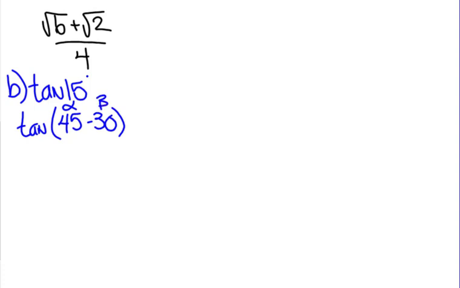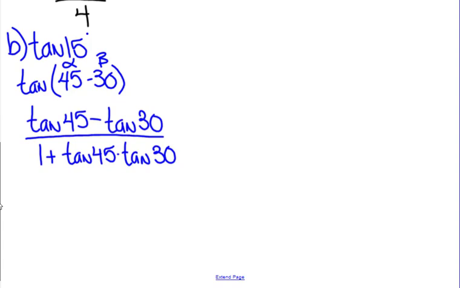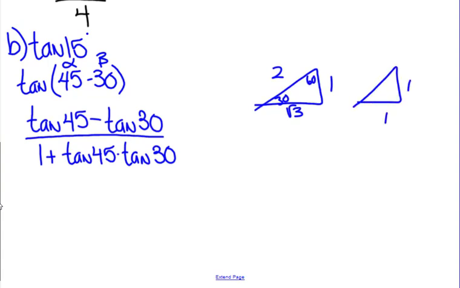Again, we've got our alpha, we've got our beta. If we look at our sum and difference identities, we are using subtraction. So this one is tangent of our alpha, subtract the tangent of our beta, all over 1 plus tangent of our alpha times the tangent of our beta. So again, remember our special triangles. 1, 2, root of 3, that's our 30, 60 triangle. We've got 1, 1, root of 2, and this is our 45 degree triangle.